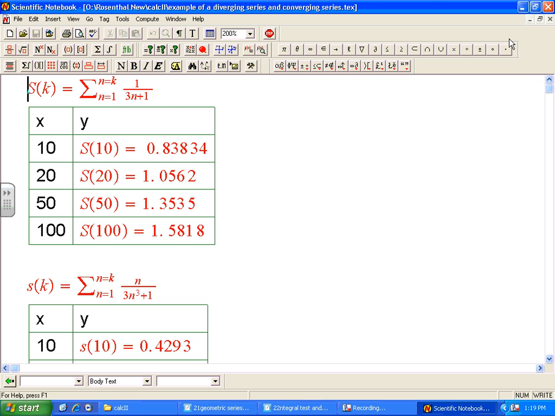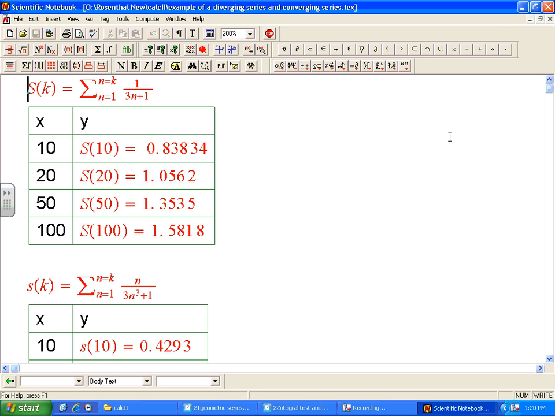Okay, possibly. This is not a bad example, actually. Here's what I did. Take a look at these two series. Look at the first one, 1 over 3n plus 1. That's kind of similar to 1 over n. We're going to talk about comparison today. We're going to make it resemble 1 over n because the dominant terms are like 1 over n.